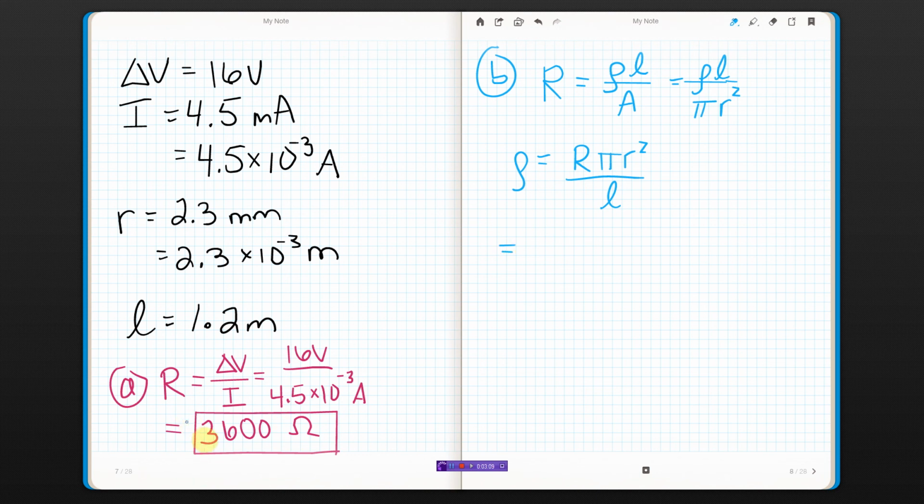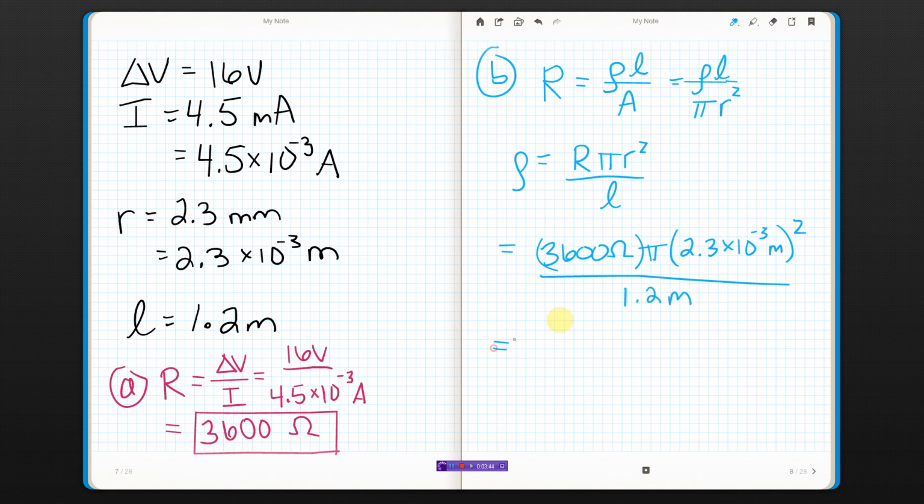Okay, and that's all I have to do. I'm going to go ahead and use the resistance from the last answer. That's going to introduce a little bit of rounding error, but that's okay, because that's how you do it on the AP test. You use this answer here. So 3,600 ohms times pi times 2.3 times 10 to the negative third meters, squared. Don't forget to square it. Over 1.2 meters.